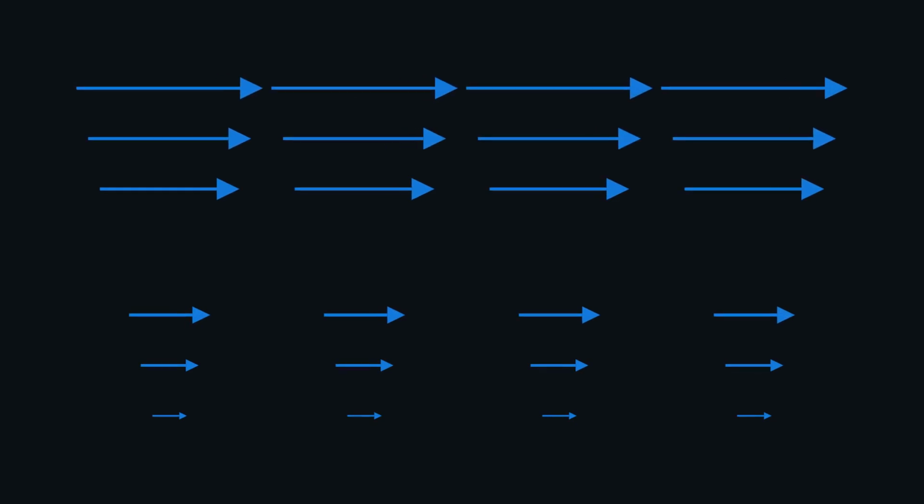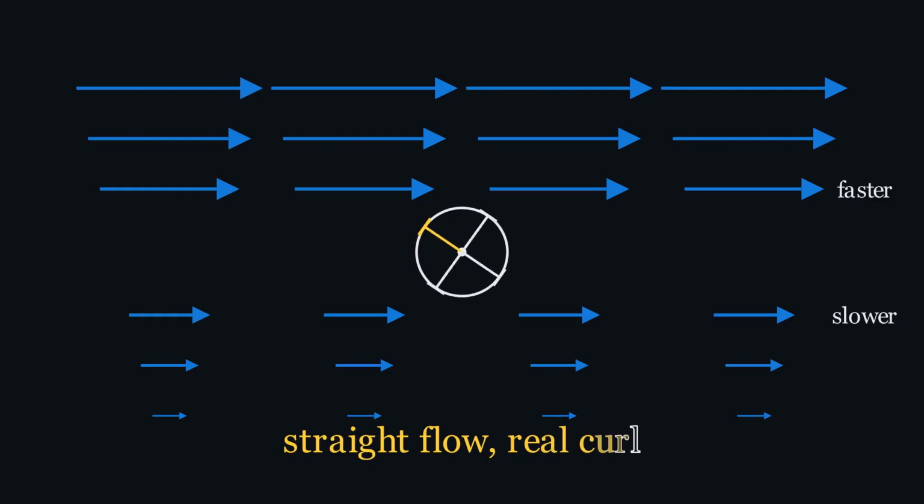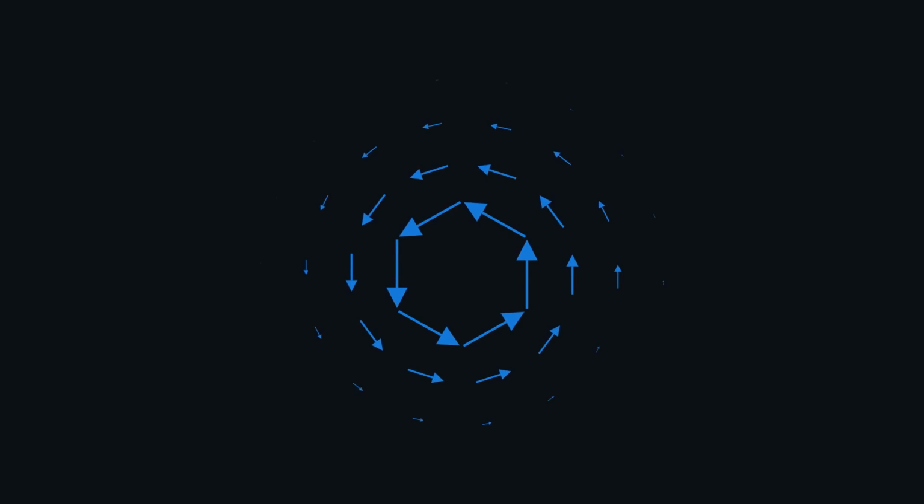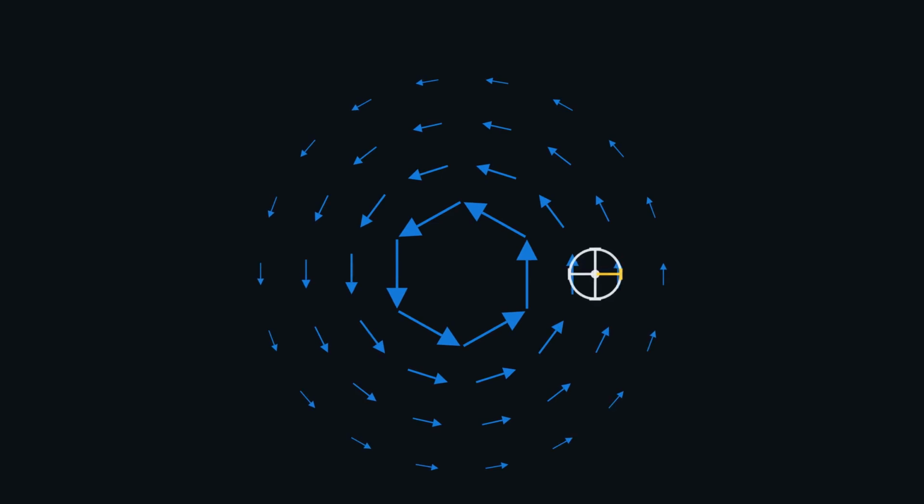The shear example is the one to hold on to because it kills the obvious wrong intuition. Your gut says curl means the water goes in a circle. It doesn't. Curl means there's a mismatch in the flow across your little wheel, one side getting pushed more than the other, and that mismatch torques it. Straight line flow can have tons of curl. Circular flow can, believe it or not, have zero curl.